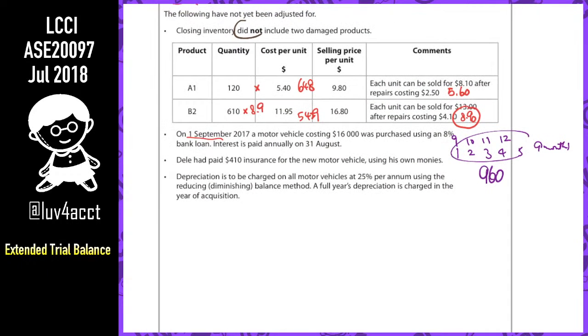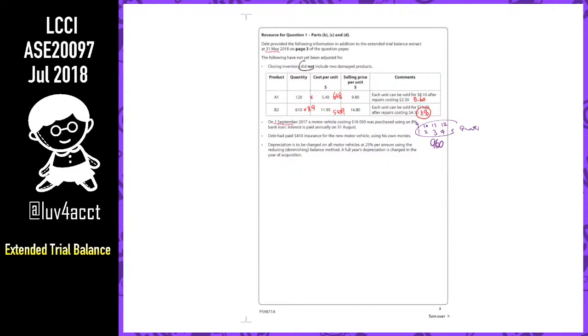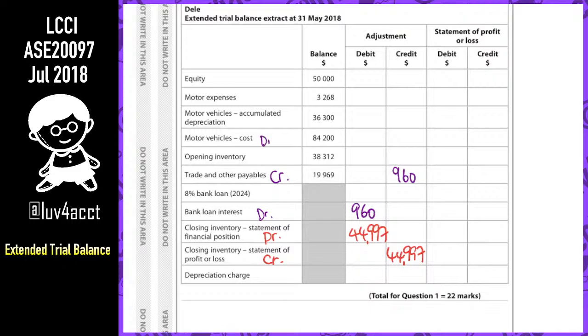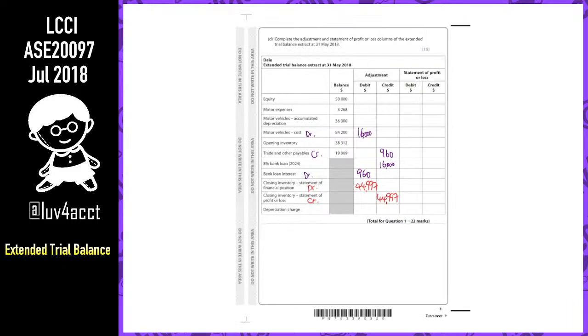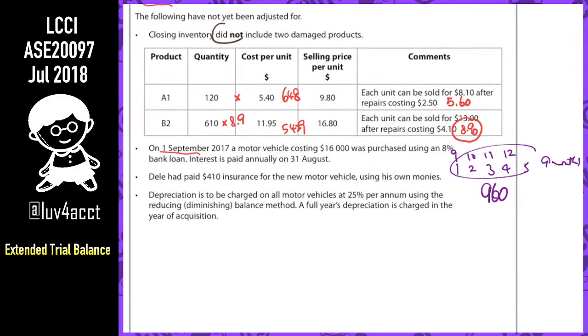We also have the purchase of this motor vehicle that we have to deal with. Motor vehicle cost at 16,000, and this is done through an 8% bank loan, repayable in year 2024. That is a long-term, non-current liability. Next, Daddy had paid 410 insurance for the motor vehicle using his own money.